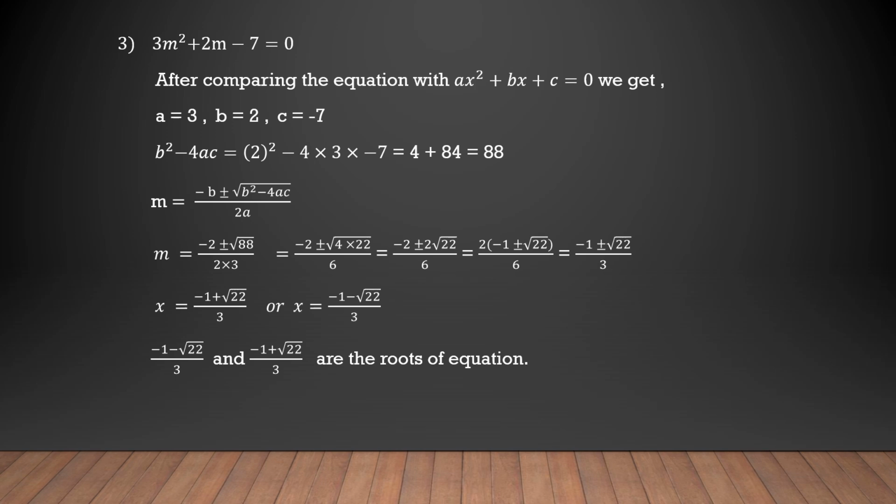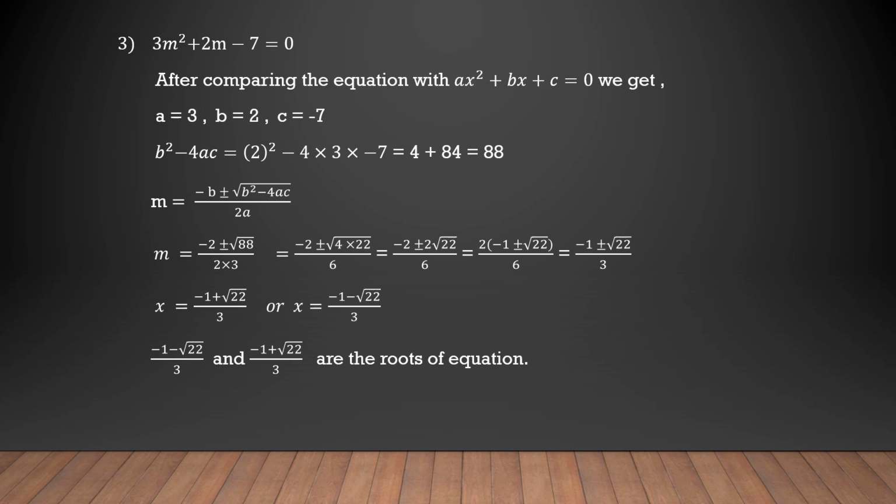Here we take common as a 2. So in the bracket, minus 1 plus minus root 22 by 6 is equal to, here 2 ones are 2 and 2 threes are 6. So here we get 2 by 6 is 3. So we write minus 1 plus minus root 22 by 3.